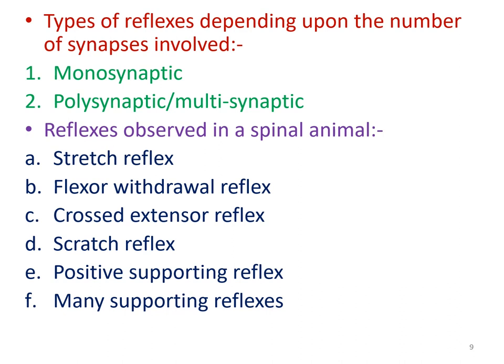We want to study different types of reflexes, which basically have their bases in the spinal cord. So these can be studied in a spinal animal. A spinal animal preparation can be made by cutting the spinal cord from the medulla oblongata or from the brain. The different spinal reflexes are, first of all, the stretch reflex, flexor withdrawal reflex, crossed extensor reflex, scratch reflex, positive supporting reflex, and many other supporting reflexes.